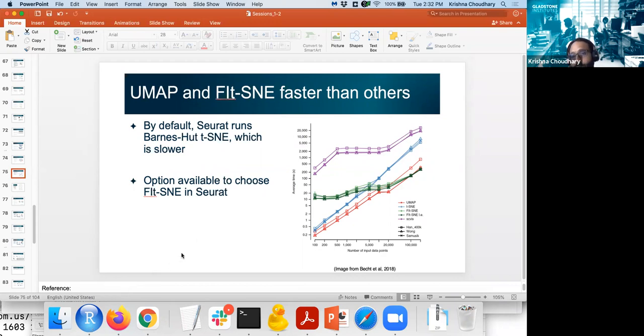By default, we have been running UMAP in the core and single cell field. Also, a lot of folks have switched to using UMAP. But you have to be cautious about what initializations you are using, etc. And all that takes more time.